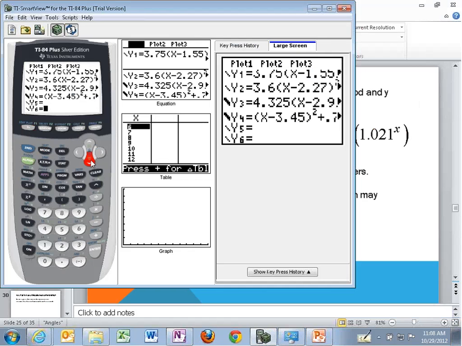Okay, so what I'd like to do is type in 250 times 1.021 raised to the x power.